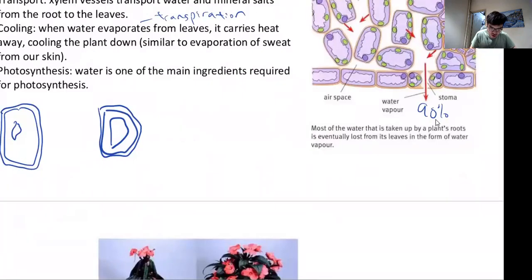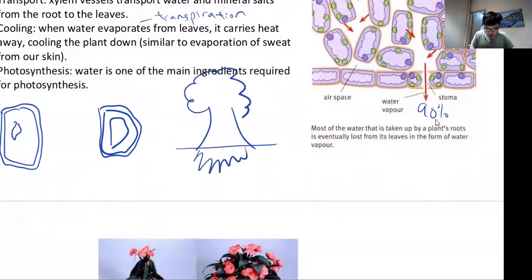So if I were to draw a tree, let's say this is a tree, that's the root, and then this is the leaf. This is a simple drawing. You have xylem that goes from here all the way up to the leaf. I'm only drawing you one, but there are millions and millions of pipes going up. It's like a straight continuous pipe. Imagine this as a straw. Xylem is like a very long straw that draws water up from the soil, keeps drawing up water, keeps drawing up water.